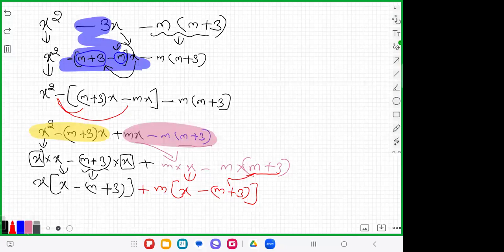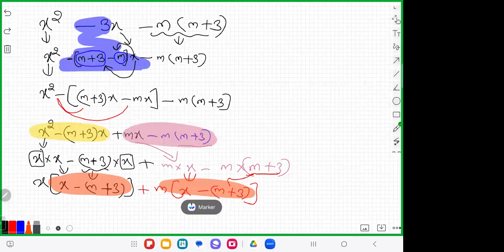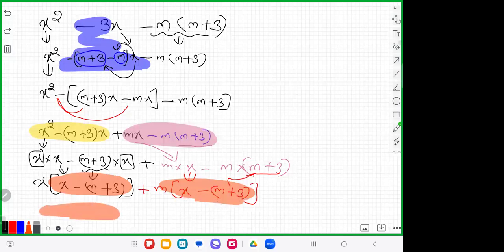Zara, now what is the common? X minus m plus 3 is the common. You can write the common as x minus m plus 3. Now what is remaining here? X is remaining here, and here it is m. So x minus m plus 3 into x plus m. You can equate this with 0.